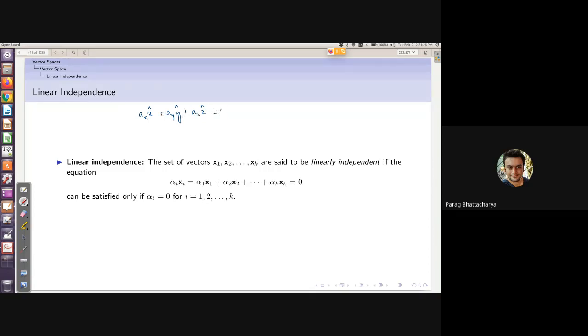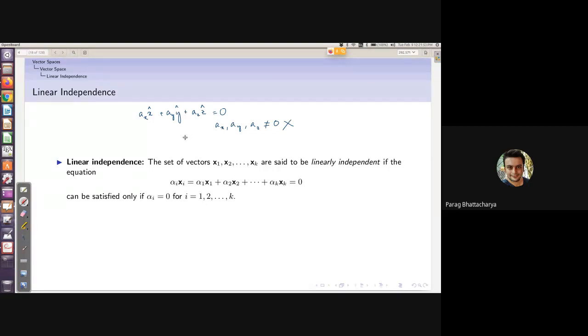Let us say that this is equal to 0. What conclusions can you draw? Is it possible that ax, ay, and az, all of them are non-zero? Is it possible? Definitely not. This is not possible. Why is it not possible?